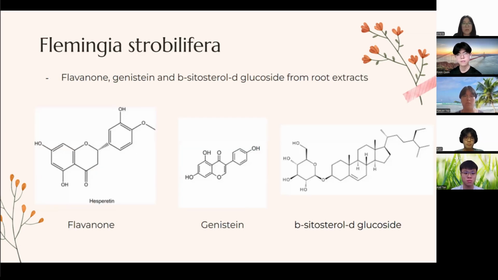A few examples of the active ingredients that can be found in the root extracts are flavanone, genistein, and beta-sitosterol D-glucoside. I'll be briefly explaining them. Flavonoids are bactericidal and bacteriostatic. They damage the cytoplasmic membrane and inhibit energy metabolism and synthesis of nucleic acids. Genistein is a phytoestrogenic isoflavone with antioxidant properties, and it plays a role as an antineoplastic agent and a tyrosine kinase inhibitor. Beta-sitosterol D-glucoside acts as an inhibitor of cholesterol influences that trigger inflammation.